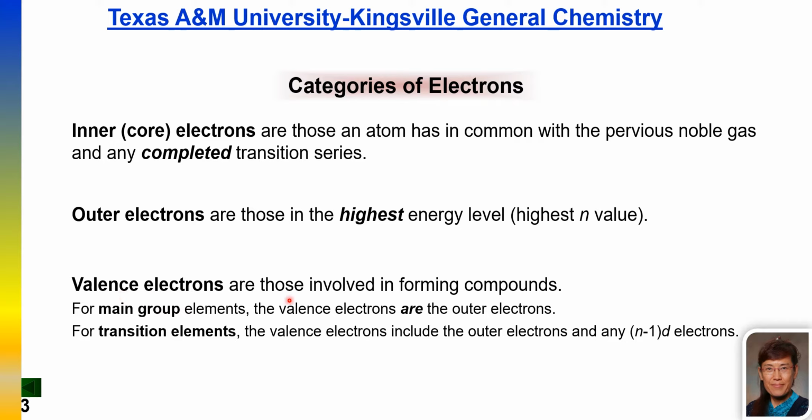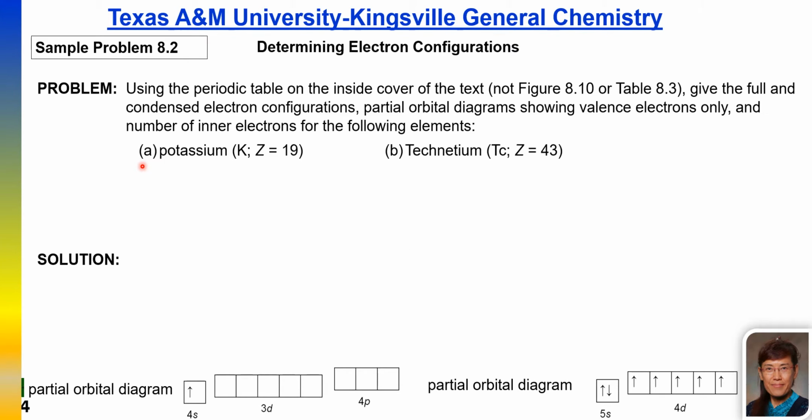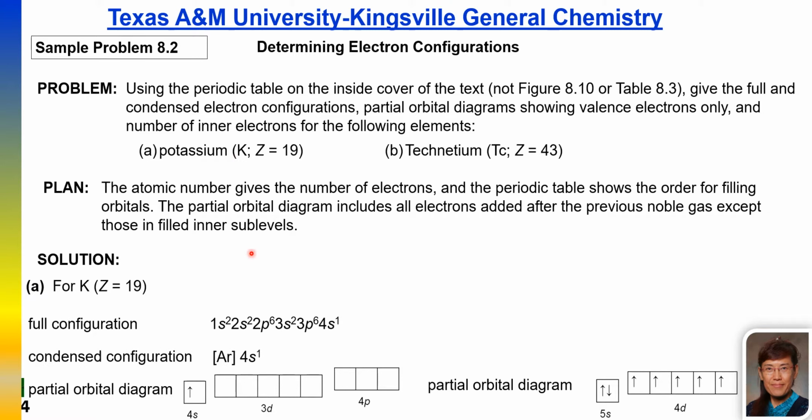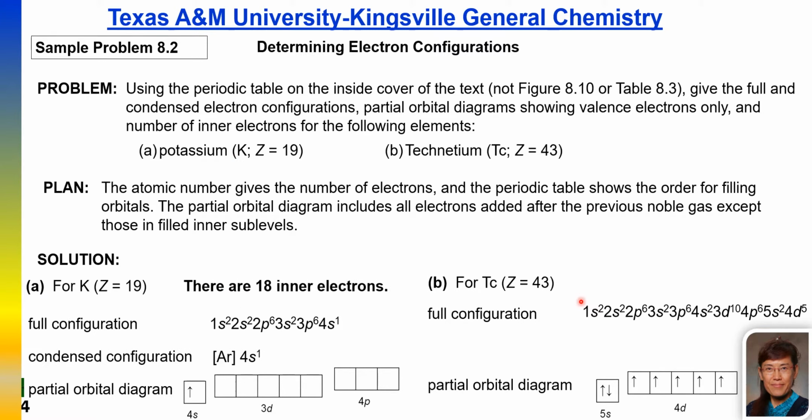The valence electrons are the ones which are involved in the formation of bonds. For the main group elements, they are essentially the same as the outer electrons. For the transition elements, the valence electrons include outer electrons and any (n-1)d electrons. We also showed you the electron configuration of potassium and beryllium. These two questions, I will leave for everybody to further study.